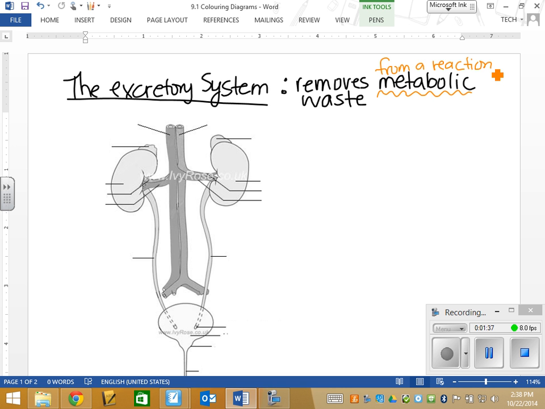And so there's one specific reaction that I'll introduce to you that you probably haven't heard of before. But don't forget that cellular respiration is a reaction, and that would be a good example of something that's producing metabolic waste.